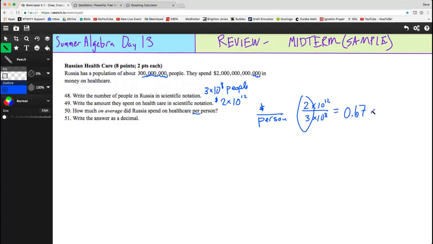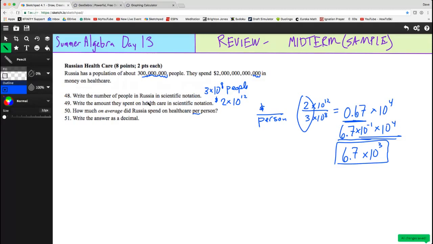× 10³. Well, this isn't in scientific notation anymore because this thing has to be bigger. So this is 6.7 × 10⁻¹ × 10³. 0.67 is 6.7 times 10 to the negative 1. And now we go about combining these things. And we say, well, it's 6.7 times 10 to the third. And then they want this. So that's C.